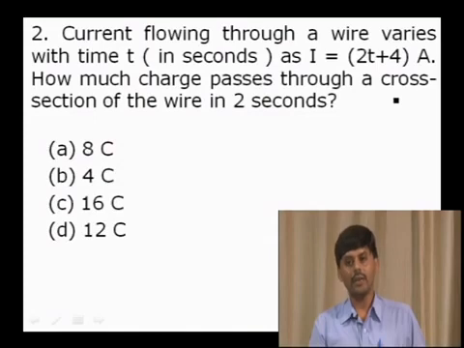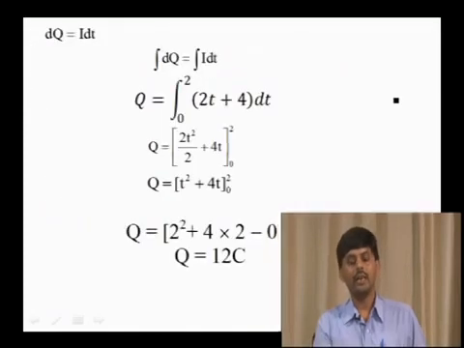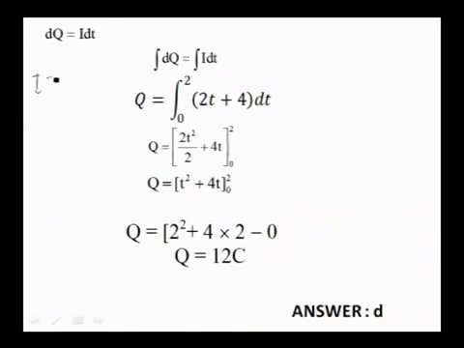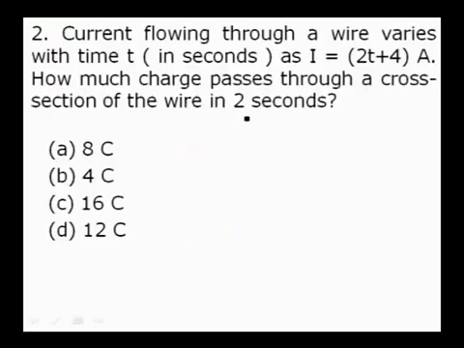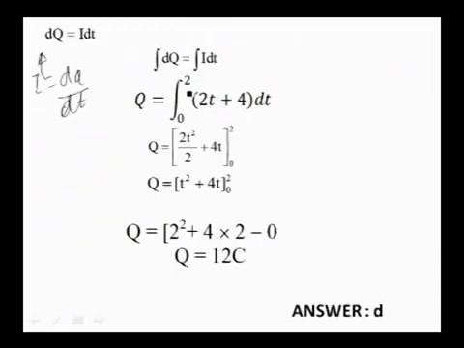See here we have a solution. We can write current is equal to dq divided by dt. Rearranging the expression, dq is equal to I dt. So, integrate on both sides. Integration of dq is equal to q. The limits are 0 to 2, because we are going to calculate the charge over 2 seconds, from 0 to 2 seconds.